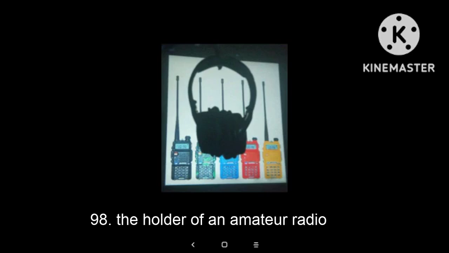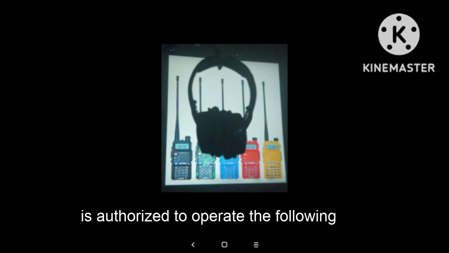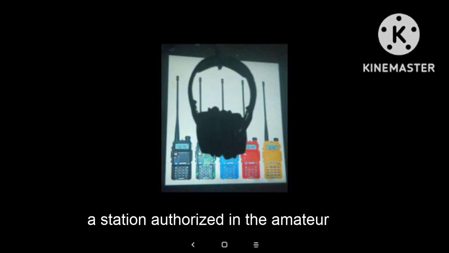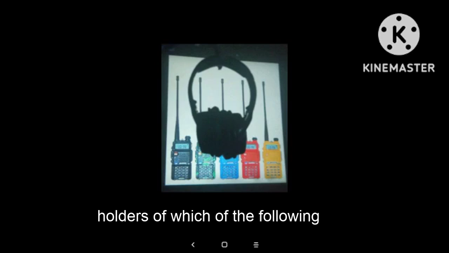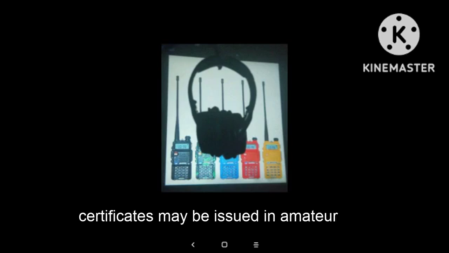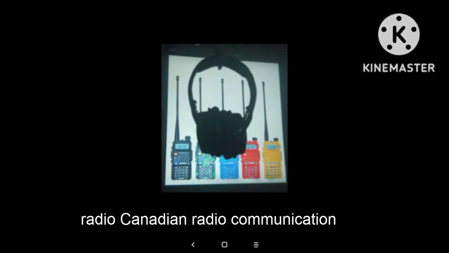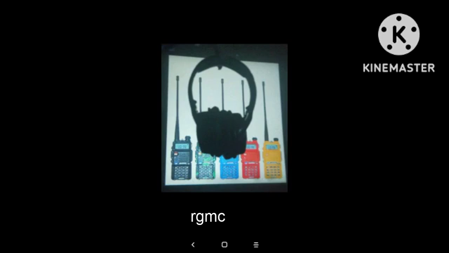98. The holder of an amateur radio certificate with the basic qualification is authorized to operate the following stations: a station authorized in the amateur service. 99. Holders of which of the following certificates may be issued an amateur radio operator certificate? Canadian Radio Communication Operator General Certificate Maritime, or RGMC.